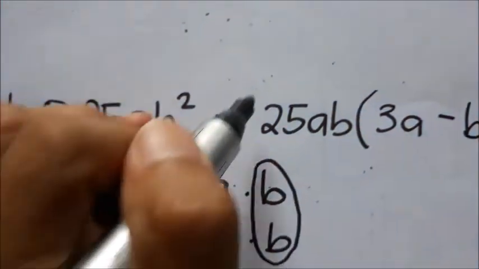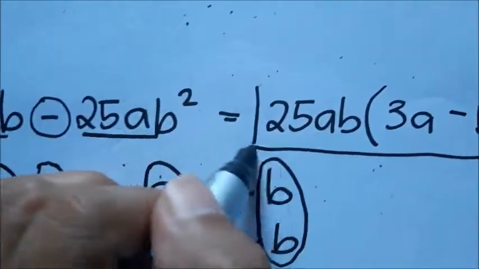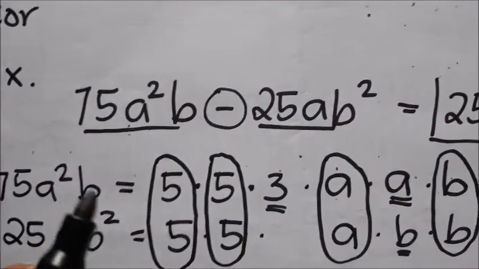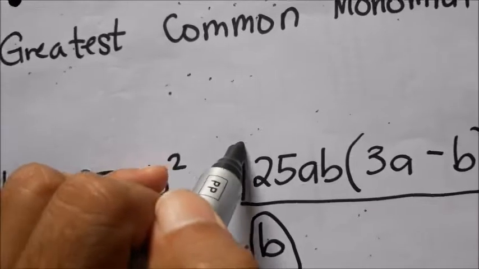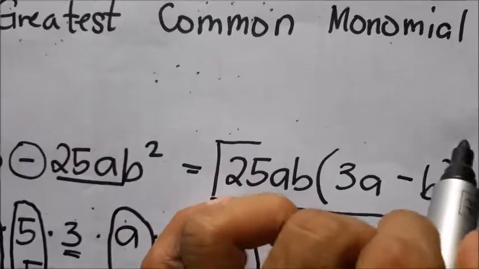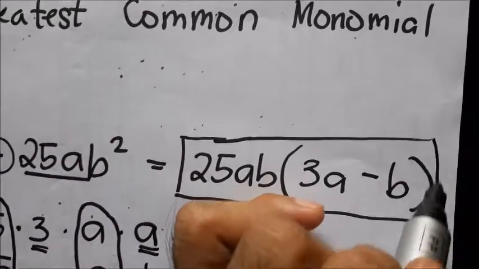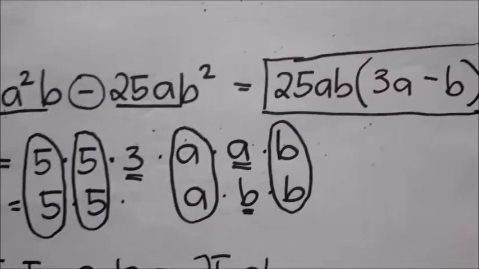So the factored form for 75a squared b minus 25ab squared is 25ab times the quantity of 3a minus b.